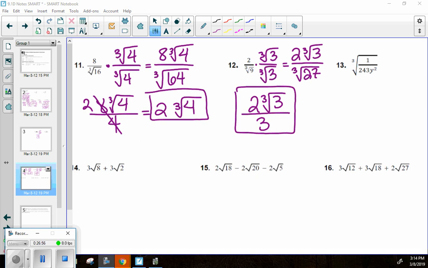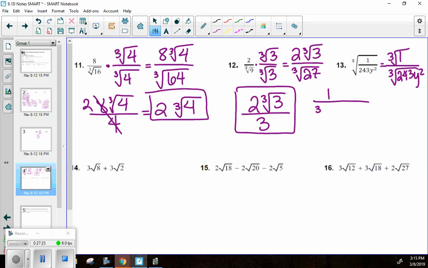Okay, so the first thing that we have to realize should kind of bug us is that there's a fraction inside. That's a deal breaker. So we do have to distribute out our cube root to the numerator and the denominator. Now the top is easy because the cube root of 1 is 1, right? 1 is a perfect cube, and the cube root of 1 is 1. So that does simplify to just 1.